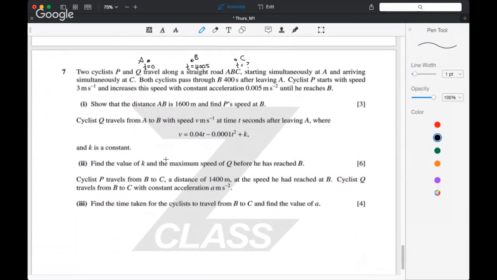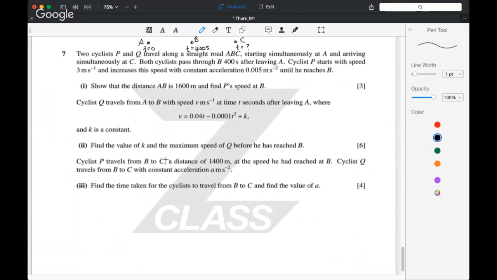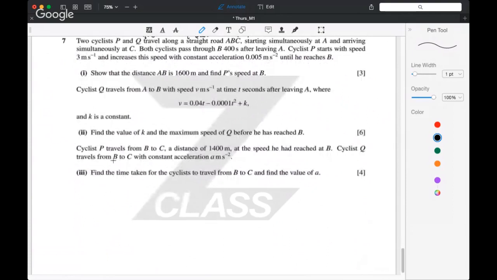So let's look at cyclist P. We want to show that the distance from A to B is 1,600 meters. And what we're given is cyclist P starting with 3 meters per second. So let's say question 1, P.